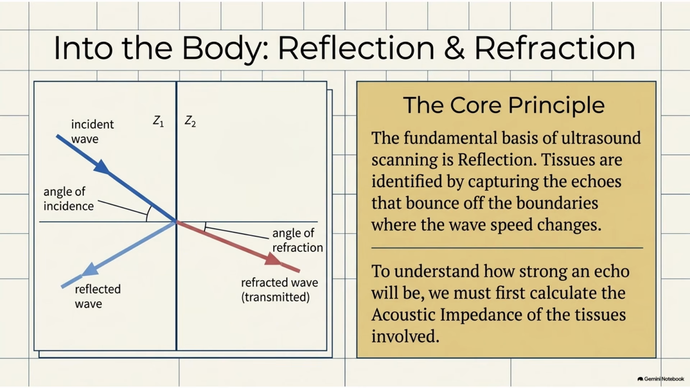Once ultrasound enters the body, it doesn't simply travel in a straight line without interacting with anything. Whenever the ultrasound wave reaches a boundary between 2 different materials, several things can happen. Part of the wave can be reflected back towards the transducer. Another part can continue into the second medium, but its direction may change. This is called refraction. The important point for medical imaging is reflection.